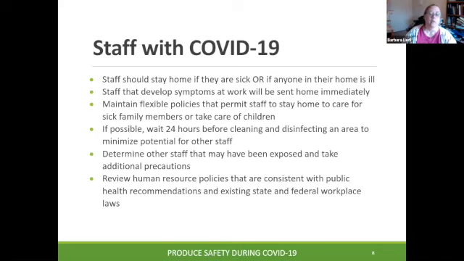Then determine if other staff might have been exposed to that person who either has COVID or has been exposed, and then have them take additional precautions. Make sure that they're aware of what they need to be monitoring. And then double check that your human resource policies are consistent with, again, the public health regulations and any state and federal workplace laws.